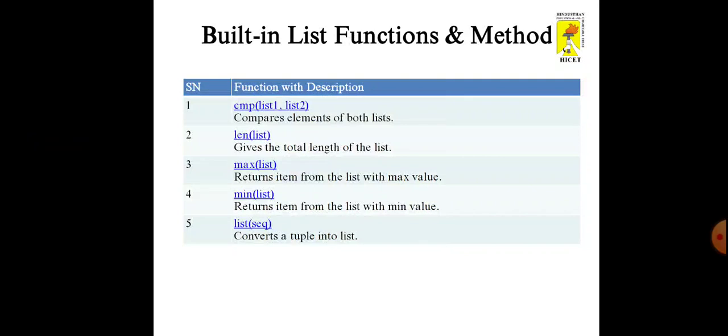The third function is max in the list. Returns the item from the list with the maximum value. Returns the item from the list with the minimum value. You can use min in the list. list(seq) converts a tuple into a list.